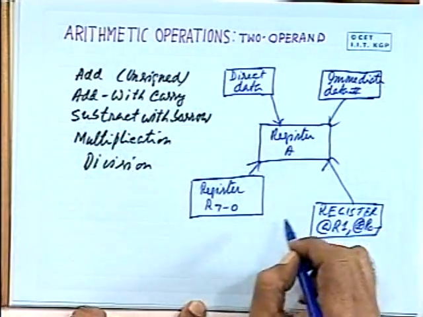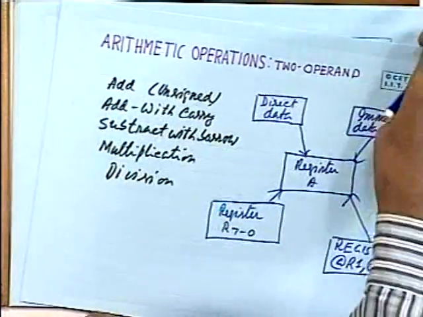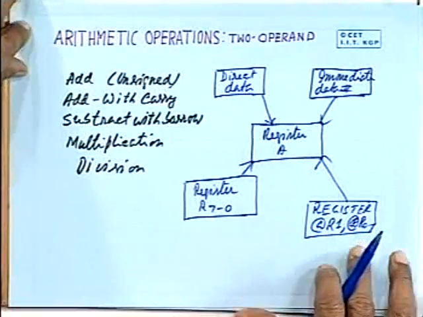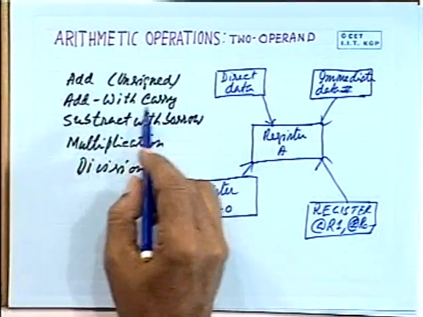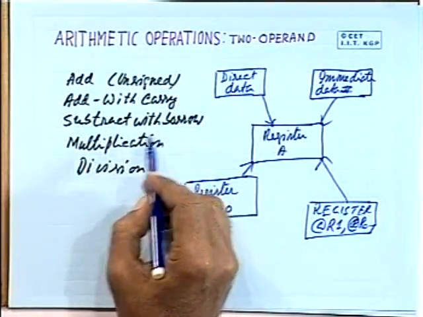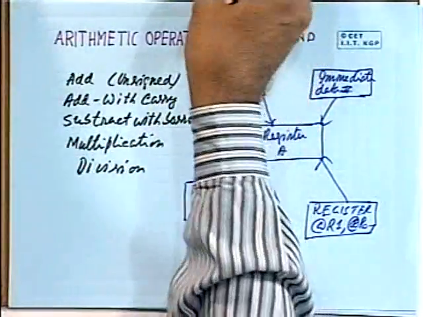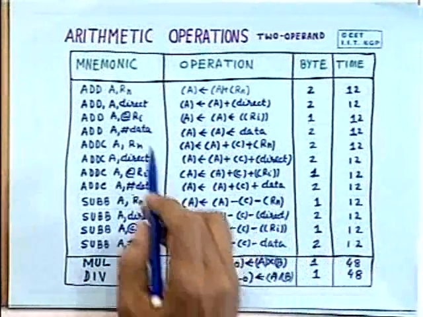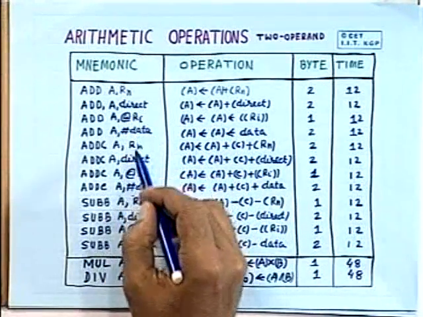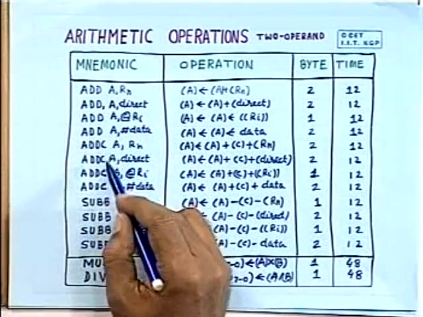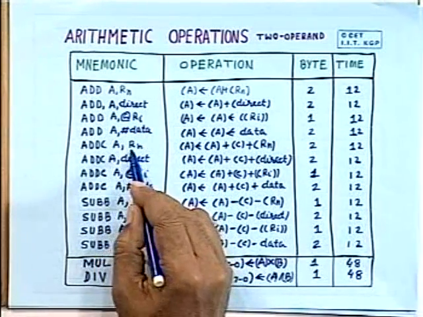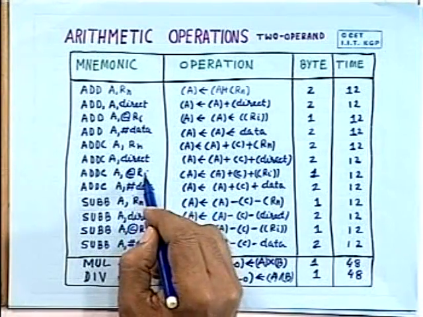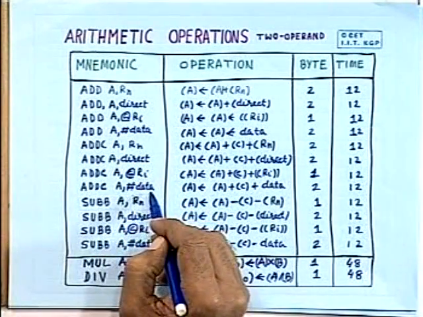So this diagram summarizes the various types of arithmetic operations, particularly addition with carry and subtraction with borrow, and these are the 3 basic operations, with a variety of addressing modes as shown in this table. This is for addition, and these 4 are addition with carry. Again, the addressing mode can be register addressing, direct addressing, register indirect addressing, or immediate data.